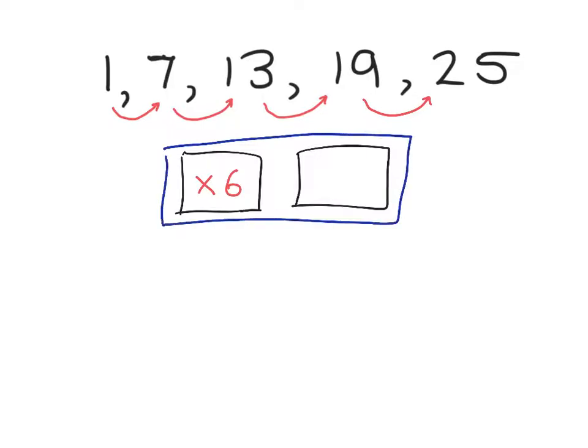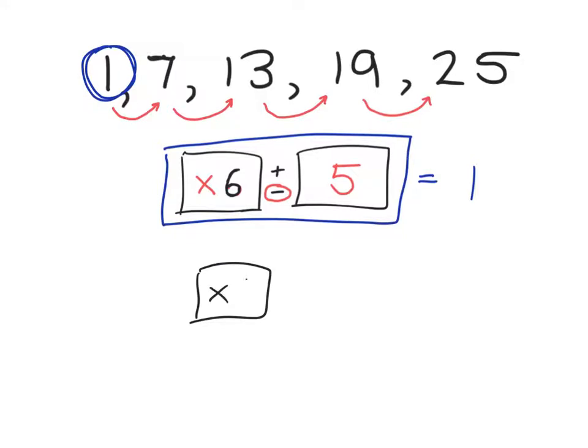We then make this into a sum, which equals the first term of the sequence. In this case, it's 1. And then we need to think, right, we're on 6. How are we going to get to 1 using add or take away? So we're going to go take away because it's obviously smaller. So we go 6 take away 5 equals 1. So your answer, your 2 boxes, should look like multiply by 6, take away 5.